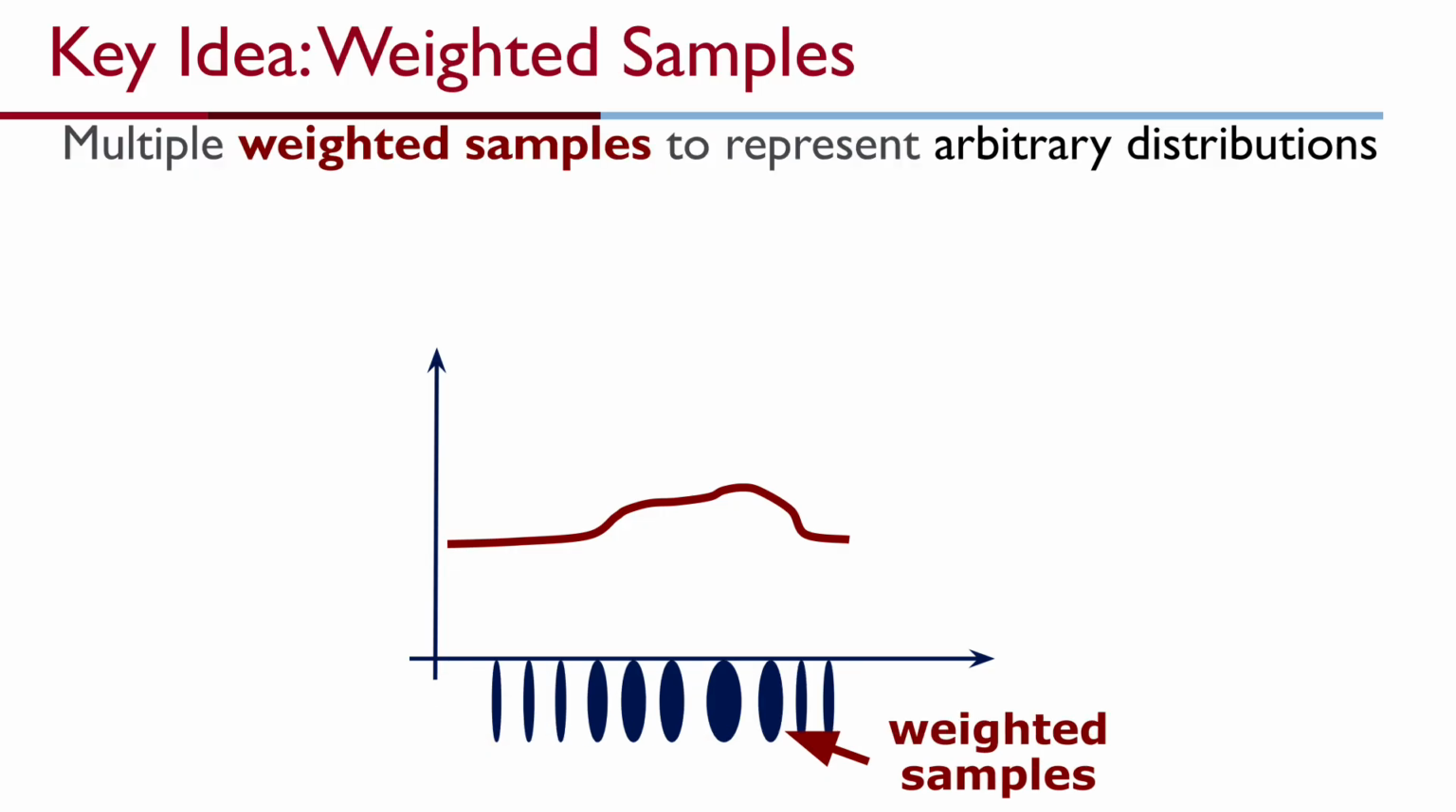We can improve this idea by assigning weights to the samples. Each sample is not equally important. A larger sample, or oval, indicates a higher weight, meaning the region is more likely. Smaller ovals correspond to low probability regions. This provides a very intuitive way to approximate the entire distribution using weighted samples.